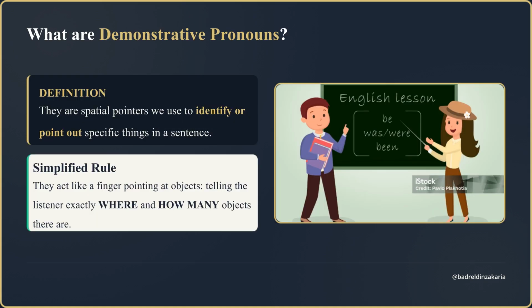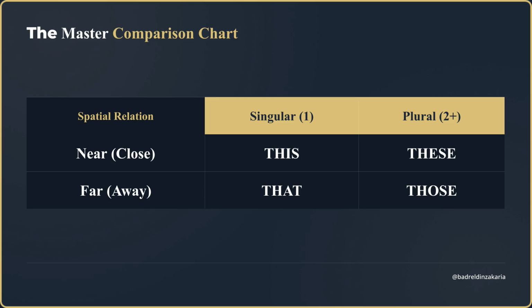Demonstrative pronouns are spatial pointers used to identify or point out specific things. They function like a finger pointing at objects to indicate location and quantity. Here is a quick reference chart for demonstrative pronouns. Use this and these for near objects, and that and those for far objects. Singular nouns take this and that, while plural nouns take these and those.